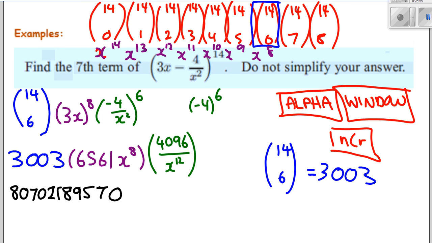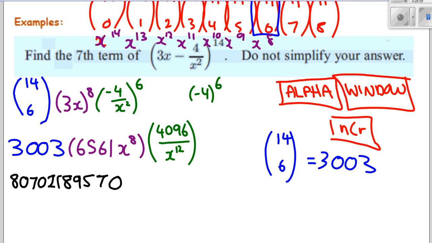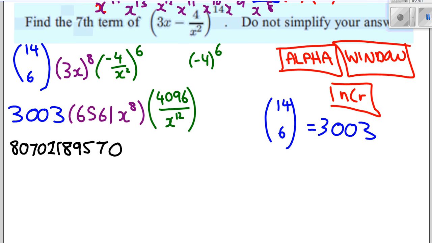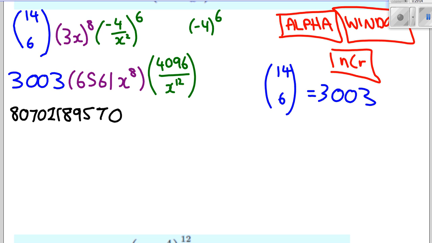It wants the 7th term. So we've got to confirm that we've got x. What's the exponent on x going to be? If you realize what it's going to be, it's fine. But you could also, to prove it, go x8 over x12.